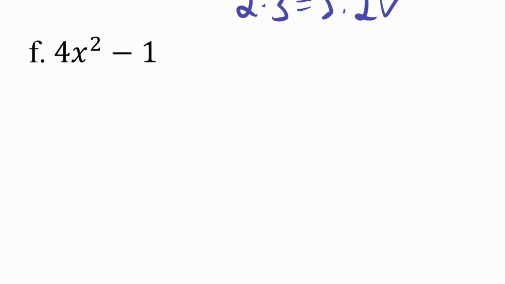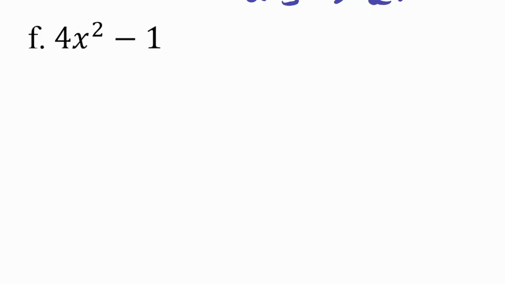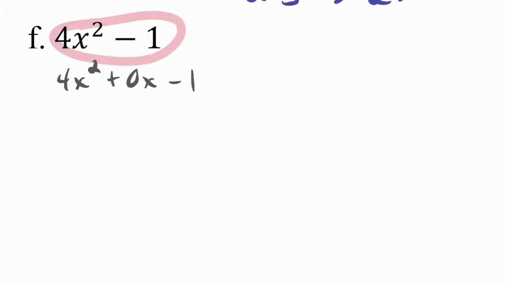So this one is a special kind. This is called a difference of squares, and there's a couple ways to deal with it. So let's do this. Let's rewrite this. We'll do this the long way, and then we'll do it the short way. I'm going to rewrite this as 4x squared plus 0x minus 1, because there's no term in the way it's written originally that has x that's not squared.